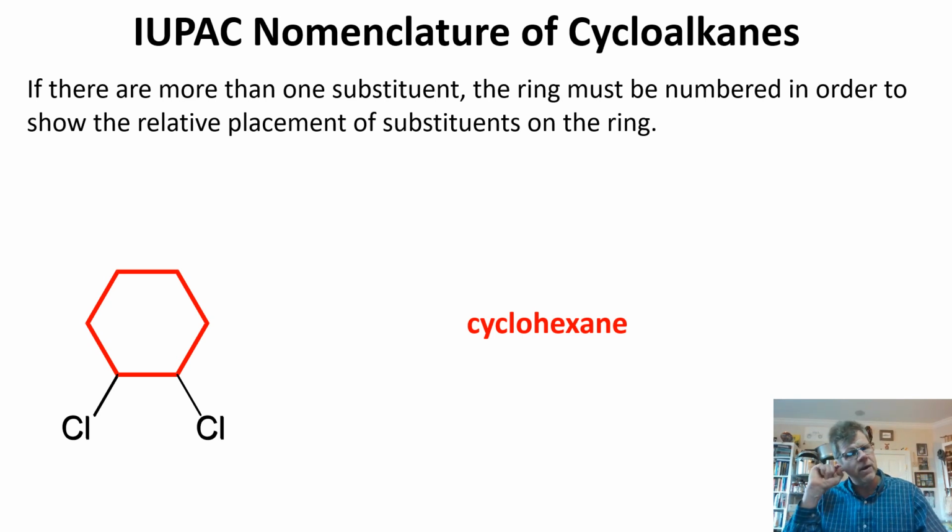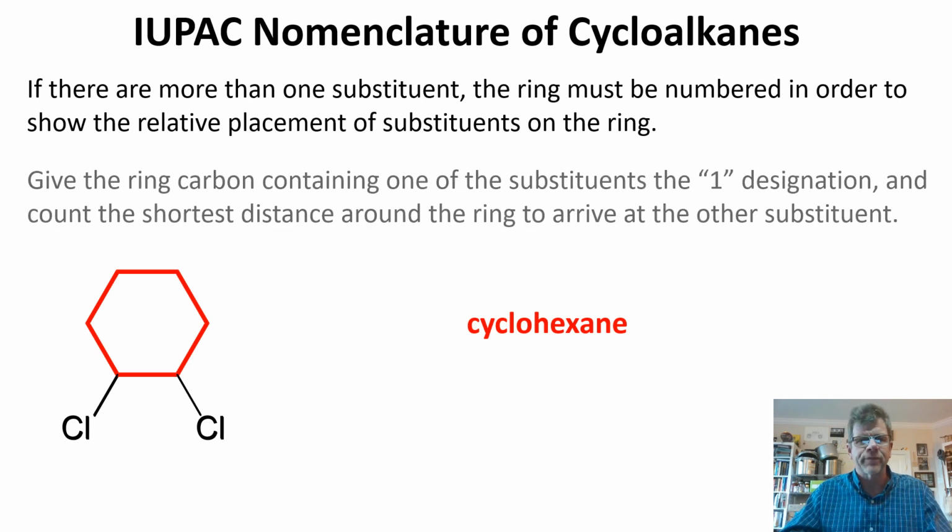So how do we do this? The ring must be numbered. Where do we start numbering? Where's the 1 carbon on a ring? Because a ring has no beginning and no end. How do we discern that? We know it's cyclohexane. We've already discerned that's the name of the structure, but now where do we put that 1 carbon? Well, here we go.